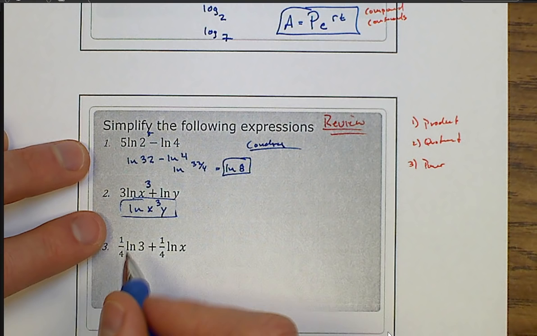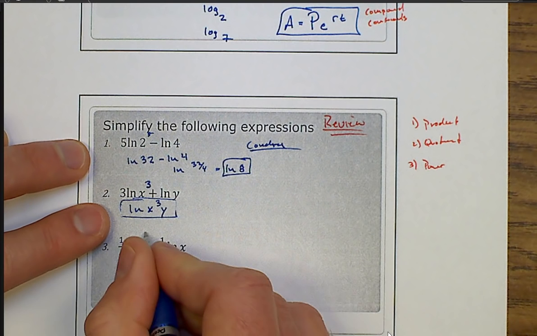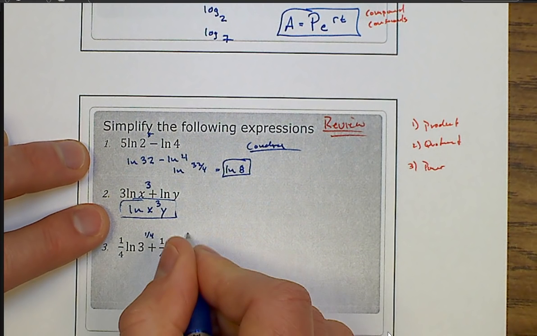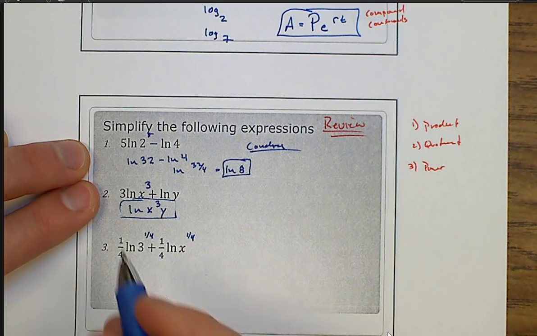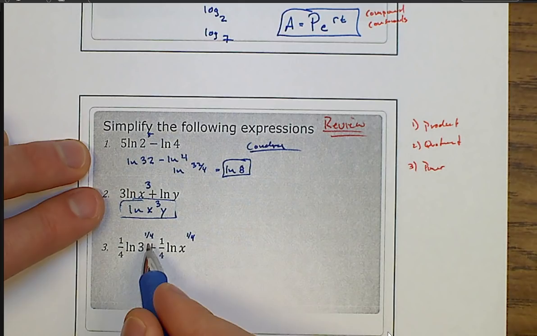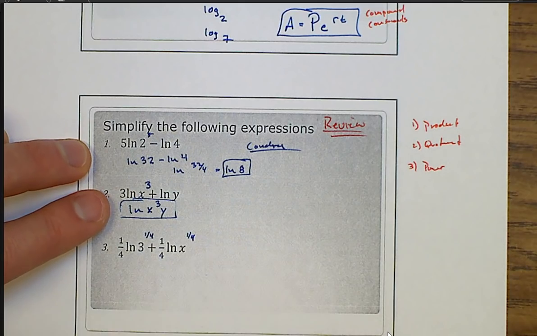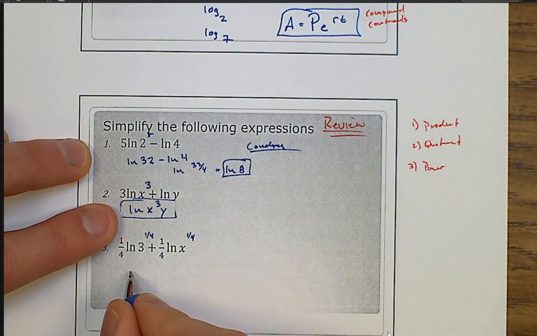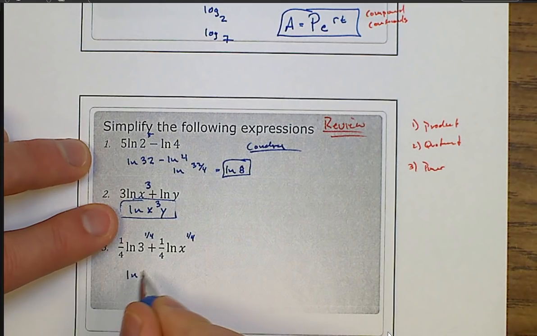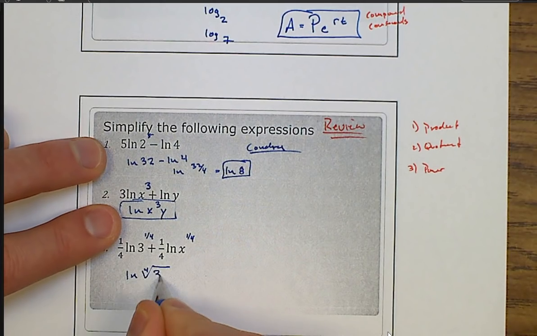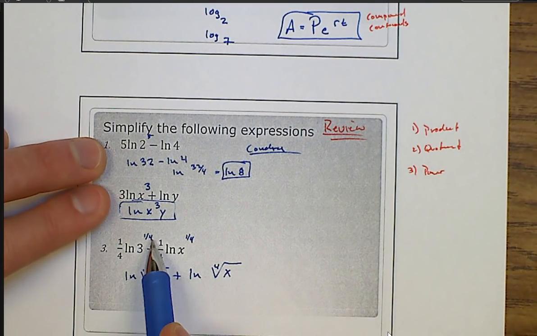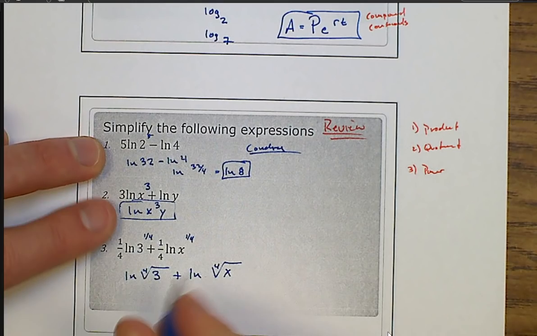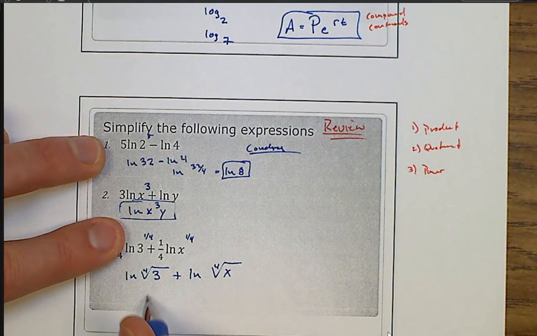For the last one, remember, anytime you have a fraction as the coefficient, the 1/4 goes on the x. We're not going to leave them as rational exponents; we're going to turn them into square roots, cube roots, 4th roots, etc. So really what we get here is the natural log of the 4th root of 3 plus the natural log of the 4th root of x. Remember, the bottom number in the fraction is the index, or the root. Plus sign means times. Since they're both 4th roots, we can put these together and we get the 4th root of 3x.